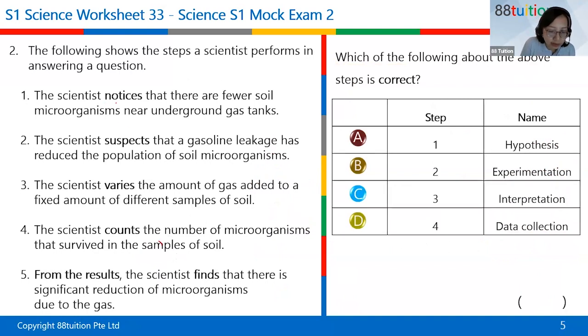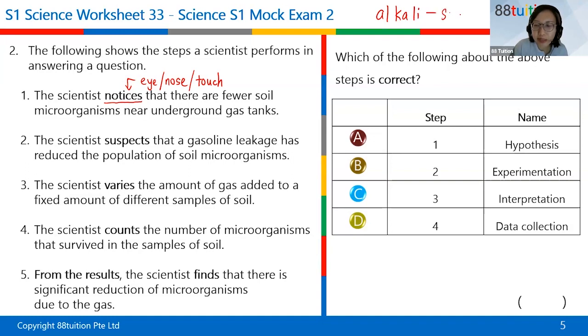Now the scientist notices. Notices is using your eyes. You can use your eyes to notice. You can use your nose to smell whether the gas is pungent or not. Pungent means smelly. Or you can use your touch. You can feel, for example, alkaline, it's soapy. If you have alkaline on your finger, it takes you a few minutes to wash off the alkaline on your finger.